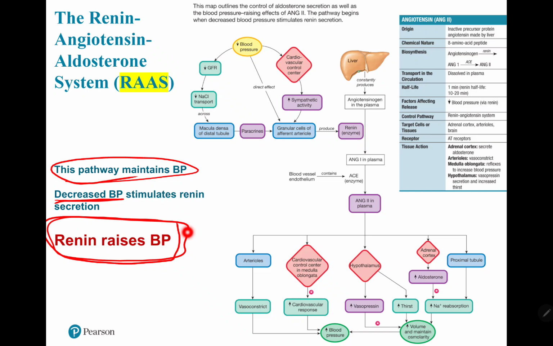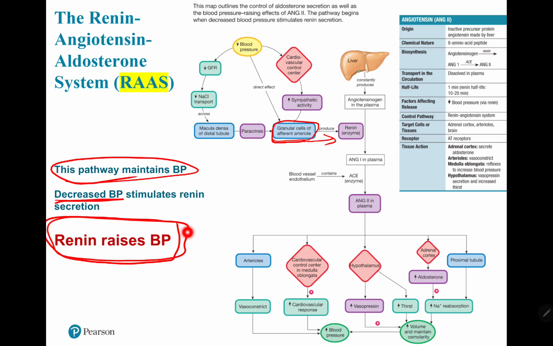Our sympathetic fibers will then innervate those granular cells in the afferent arteriole. Those will then tell those granular cells to release renin. So that's one way, right? Your autonomic nervous system can turn on renin to be released.